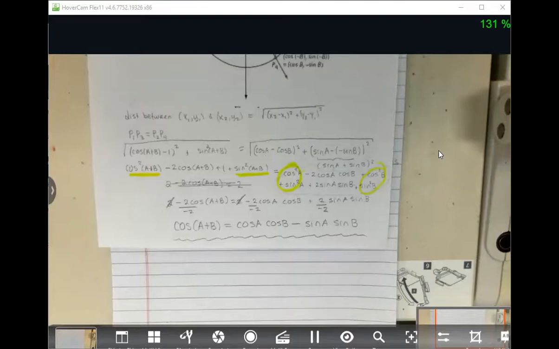Cosine of A plus B is equal to cosine of the first angle times the cosine of the second angle minus the sine of the first angle times the sine of the second angle. And I'm going to convince you that this is true by using my A and B that I used in our initial example, pi/6 plus pi/3.